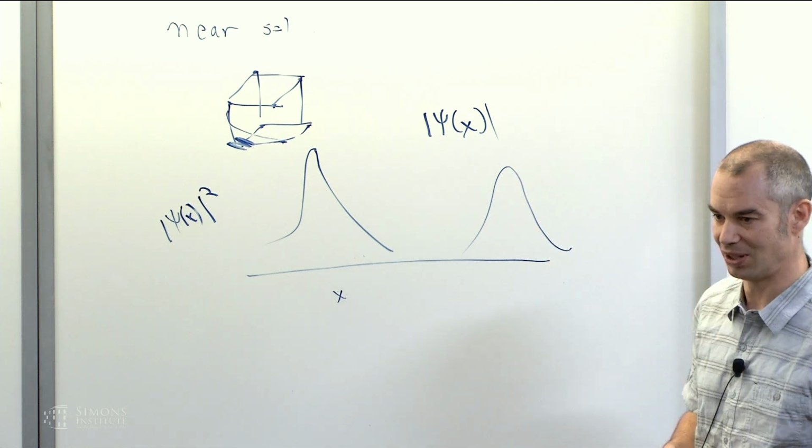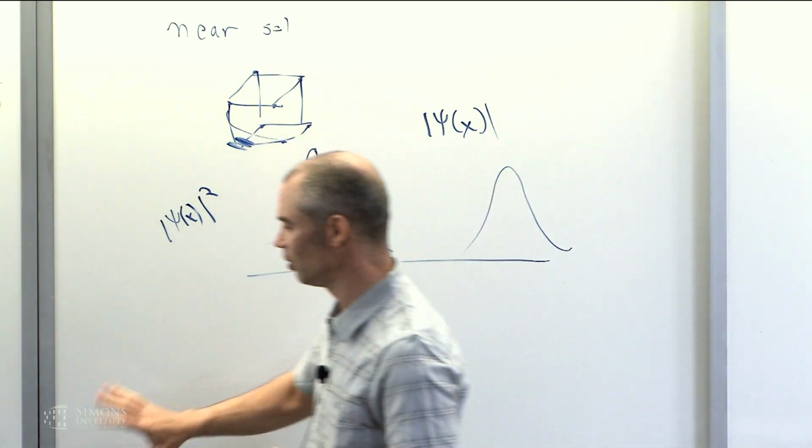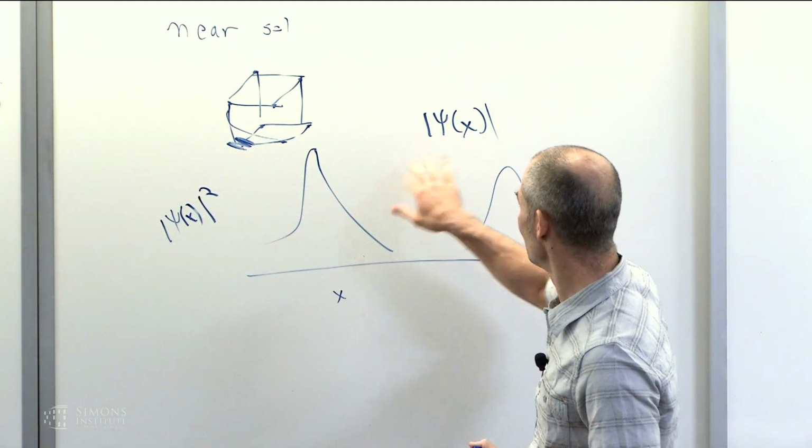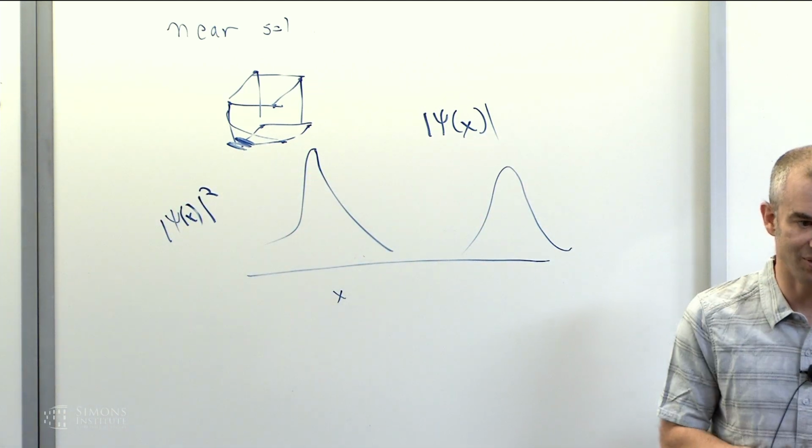And why is this interesting? Well, suppose we could do some Hamiltonian, not exactly this one, but we can make some weak perturbation that got the wave function to be delocalized in the sense of this L1.